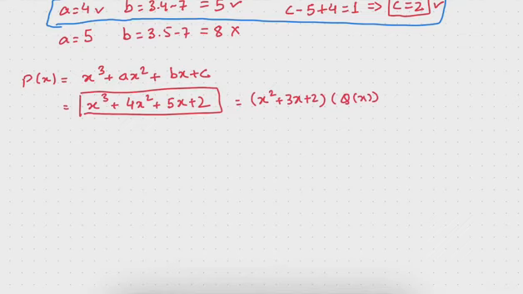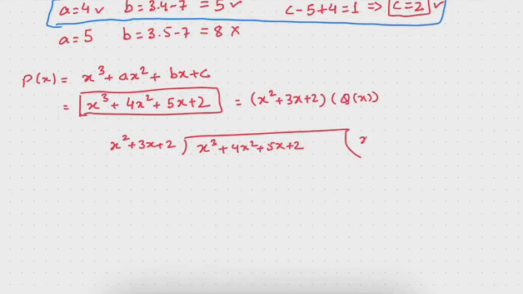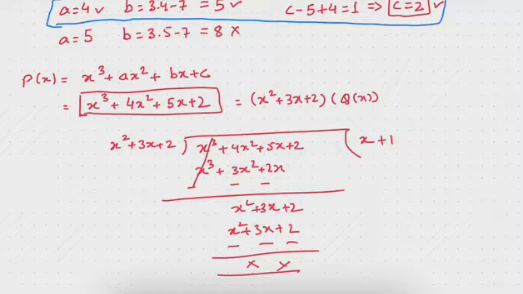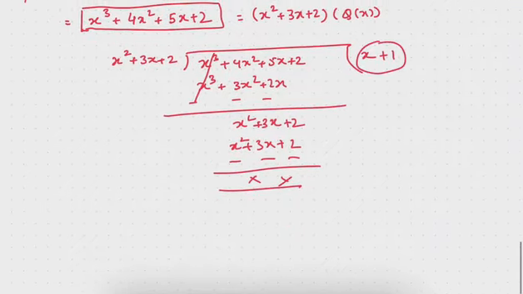This can be identified by division. We simply divide x cube plus 4x square plus 5x plus 2. If we write here x, this will be x cube plus 3x square plus 2x, and subtracting, this cancels. This gives x square plus 3x plus 2. So plus 1, this is the same as x square plus 3x plus 2. This is negative, so we are left with 0 remainder. Hence the other factor will be x plus 1.